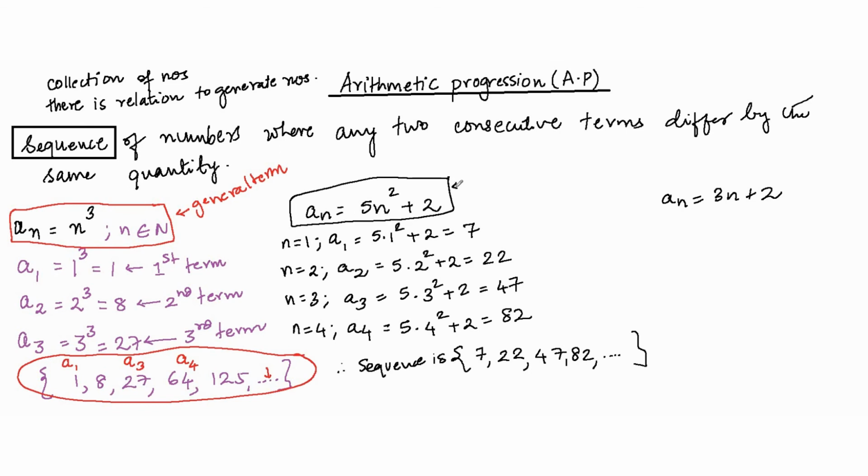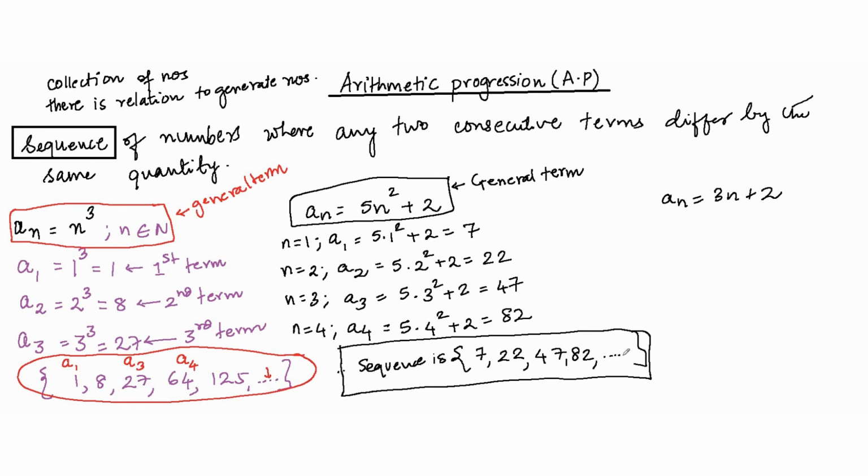I can say that this is one formula that helps me generate any term of this sequence, and the actual sequence is shown over here. It is 7, 22, 47, 82 and so on. So 7 is my first term and 22 is the second term and so on.